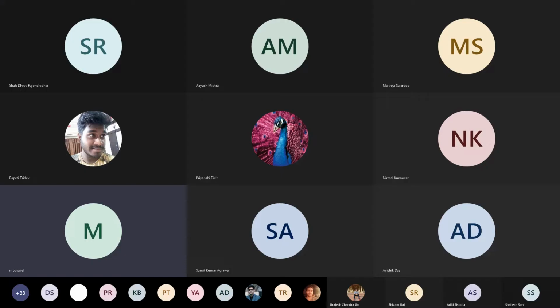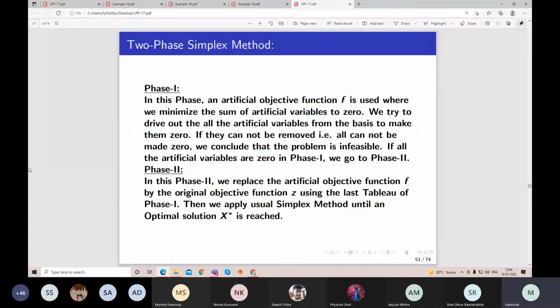Sometimes greater than or equal type. And we are also talking about the right hand side parameters like B1, B2, Bm. Generally, in the linear programming problem, we assume all the right hand side parameters are non-negative, 0 or positive. So assuming the right hand side parameters are 0 or positive, we include slack, surplus, and artificial variables.